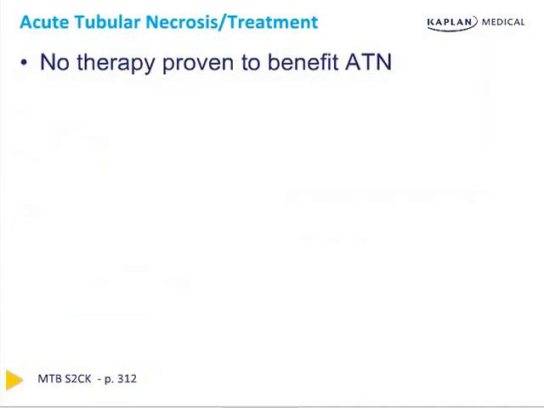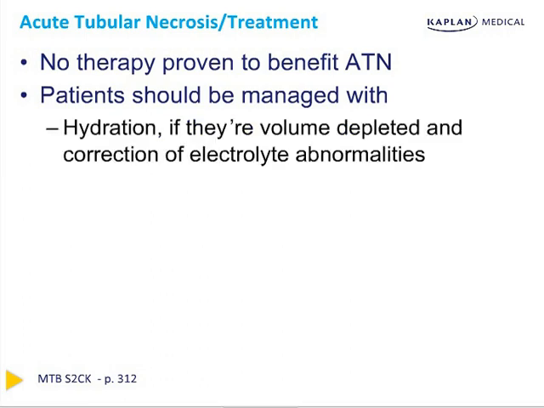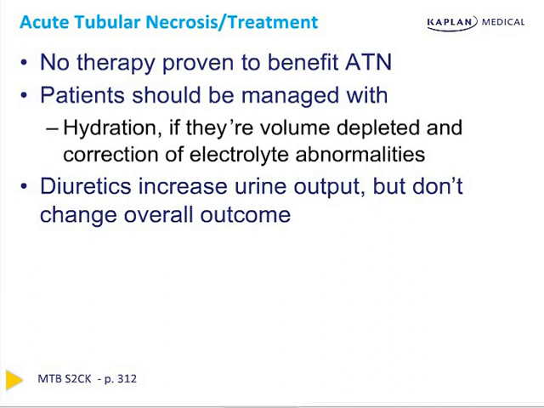Unfortunately, there haven't been any therapies that have proven benefit in patients with ATN. Typically, we just kind of have to let them ride it out. While we're managing them, the things we keep in mind is if they're volume depleted, we give them fluid hydration, and if we find any electrolyte abnormalities, obviously it's best to correct them. Sometimes we give diuretics in the setting of acute tubular necrosis, and this increases the urine output, but it's important to know that it doesn't change the overall outcome.